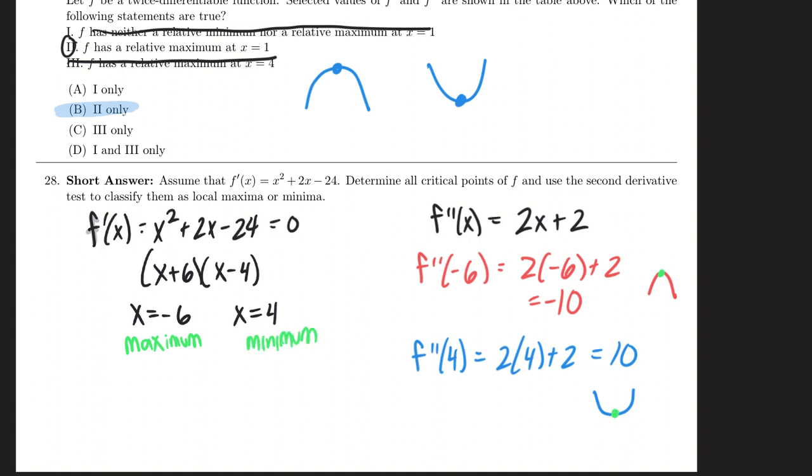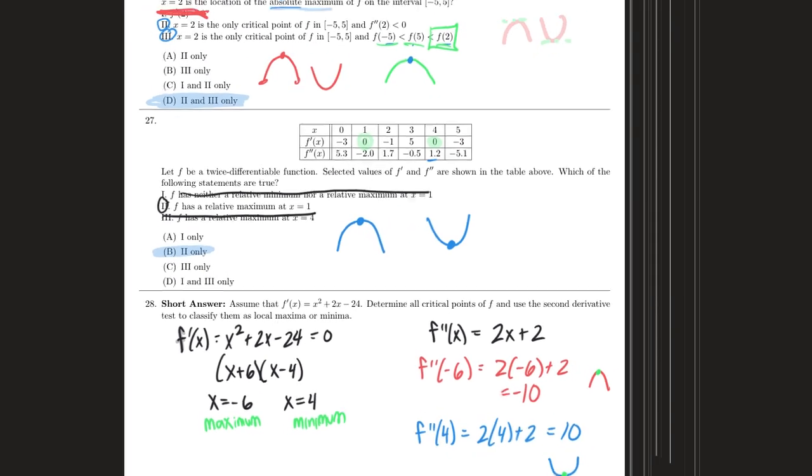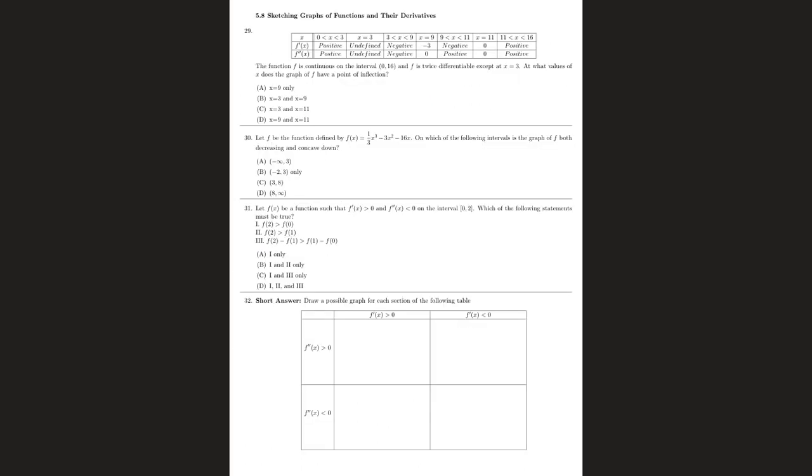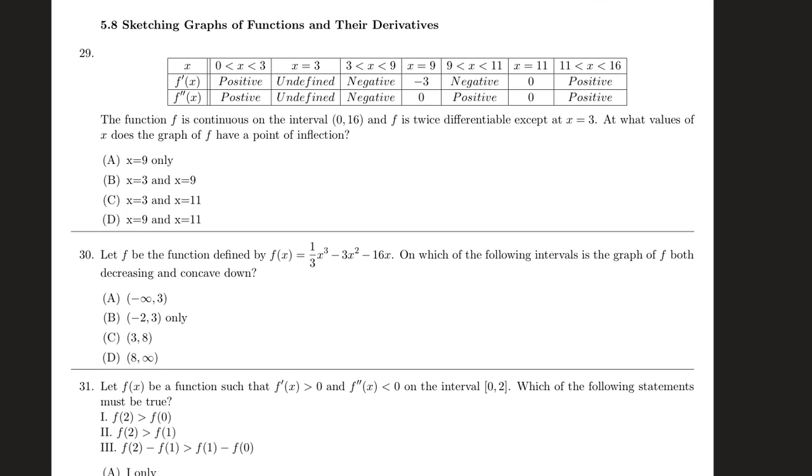Again, all these pages kind of use the same techniques the whole way through. All right, this one's just using the second derivative test. Concave up means you have a minimum. Concave down means you have a maximum. All right, 5.8 is about sketching graphs.